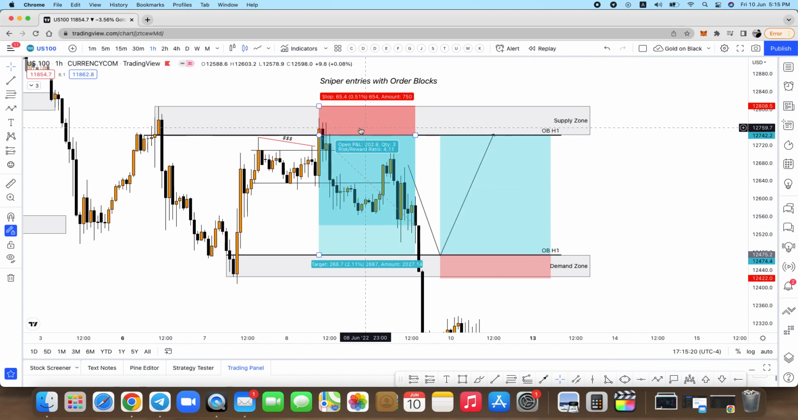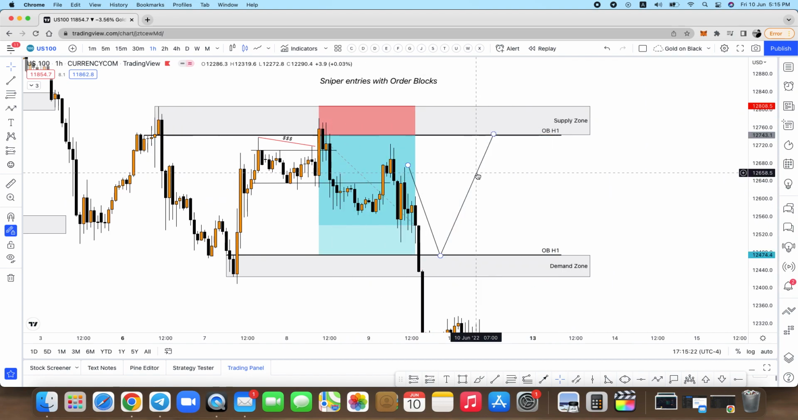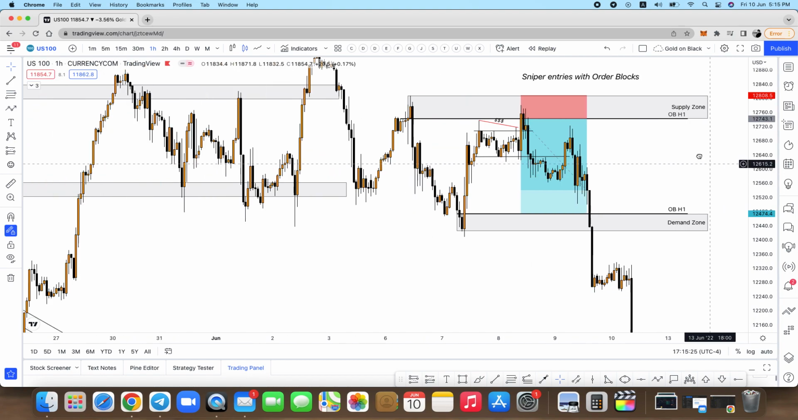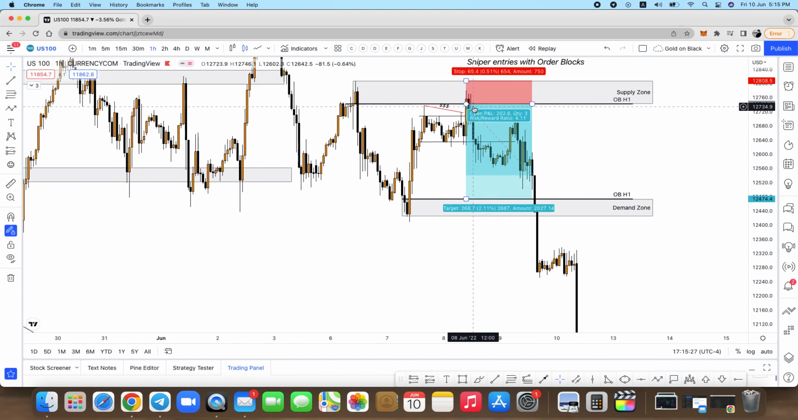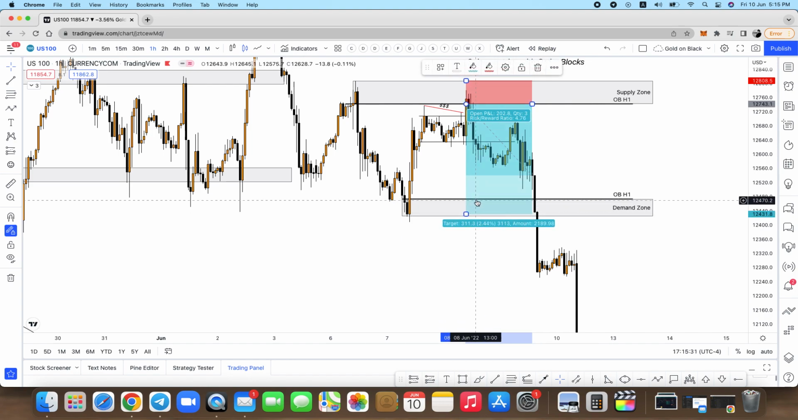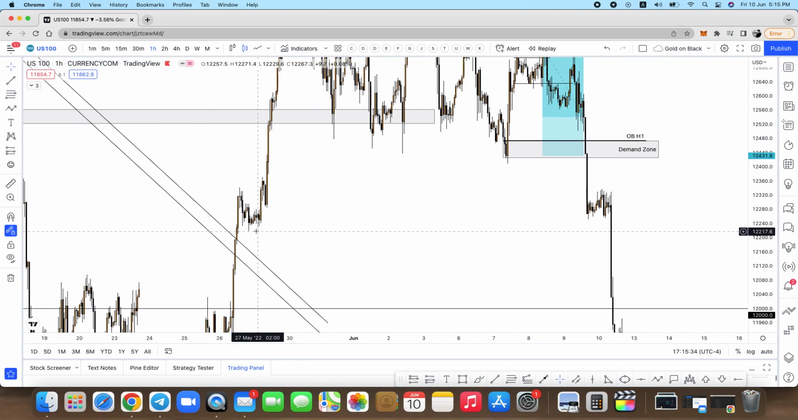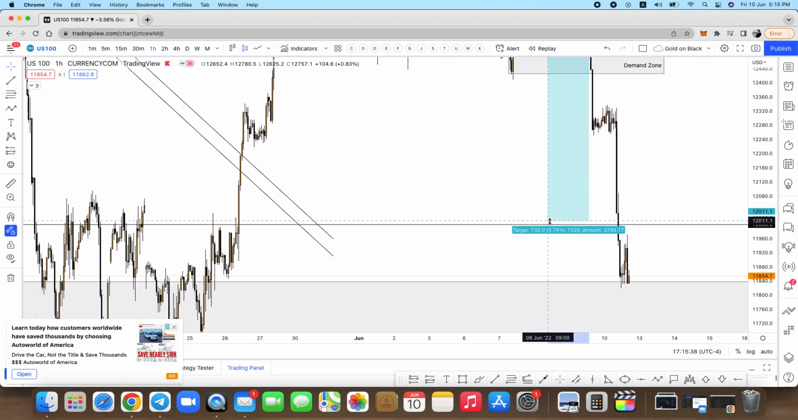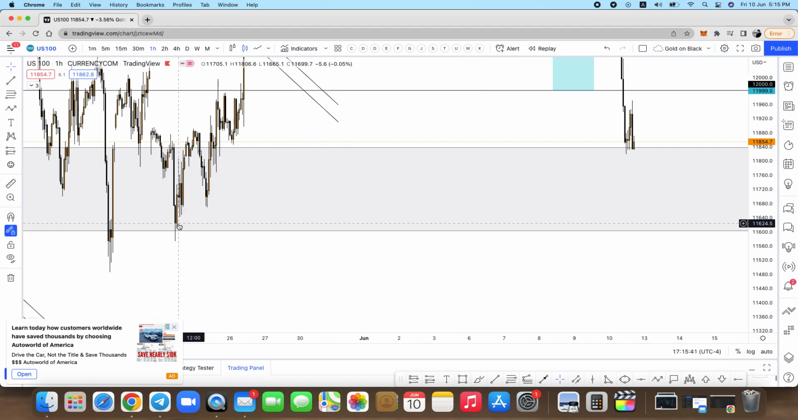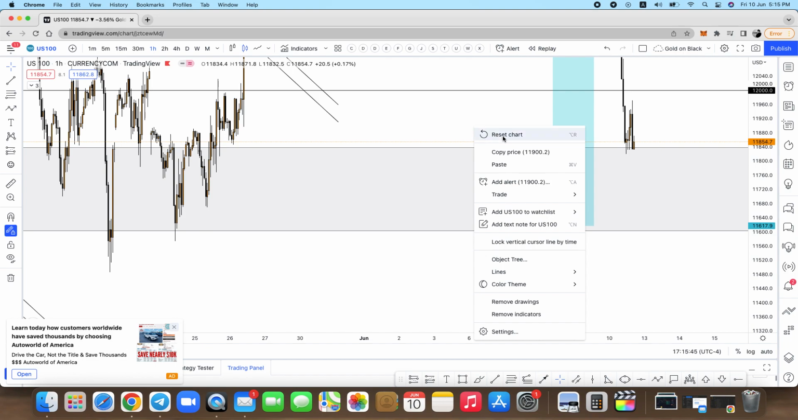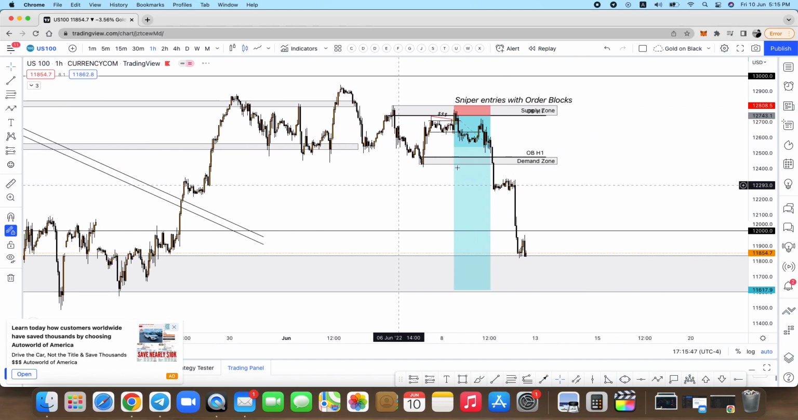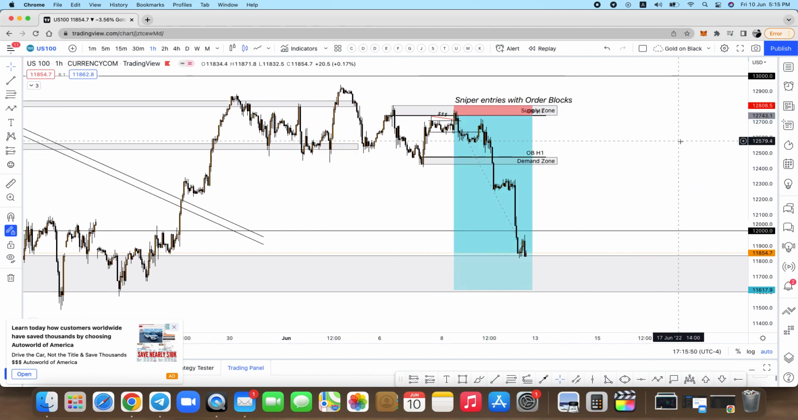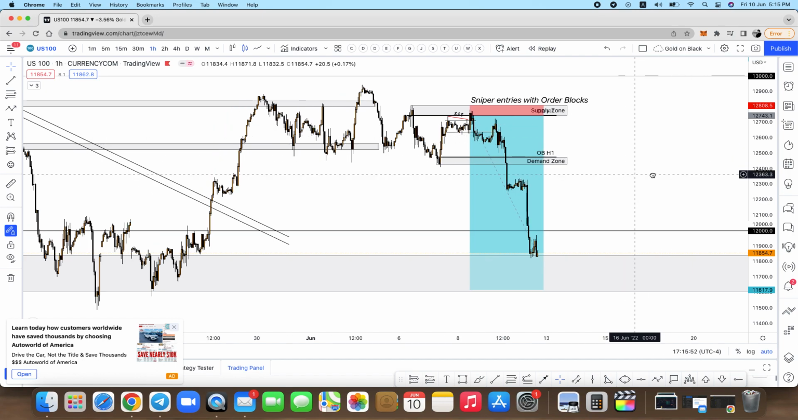So this was the best entry. Definitely, that was the actual correct entry, because you know that's where the institution, the bank, is actually entering. So maybe this was your first target, right? Then you could be aiming to previous lows. This was maybe my second target. My third target would have been maybe this psychological level. And my last or fourth target is somewhere around this area. That's what you can do. This is what it's about. This order blocks thing can give you a huge risk to reward ratio.